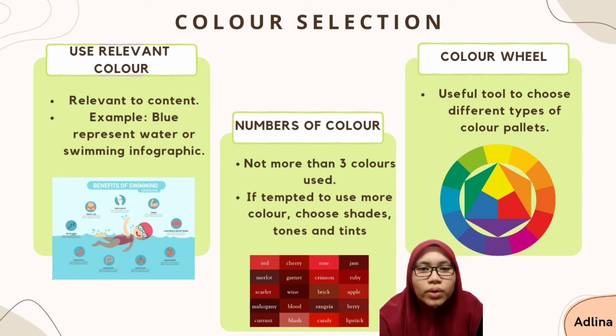Lastly, use a color wheel. The most useful tool for choosing different types of color palette. The color wheel helps to make logical choices by providing a visual representation. Primary colors, secondary colors and tertiary colors. Through the color wheel, you can leverage the rules of color harmony to come up with a good color combination.